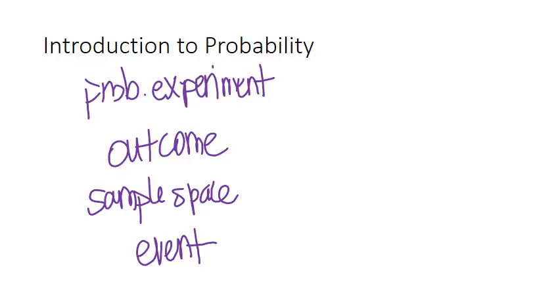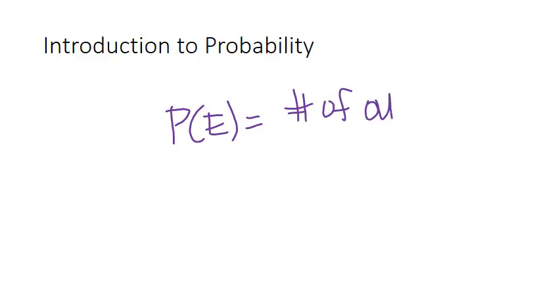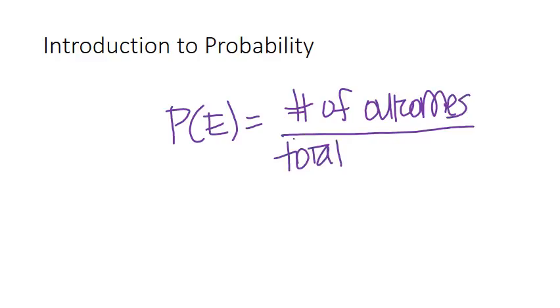So we have the probability of any event is the number of outcomes in the event over the total number. So the actual probability of something happening, our experiment, is the number of outcomes for that event over the total number in the sample space. So that's what that means.